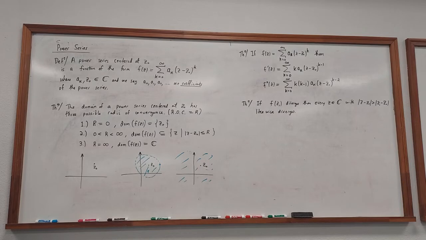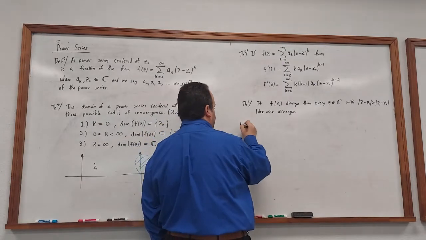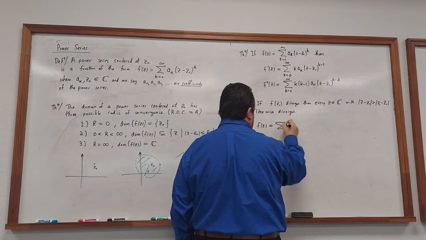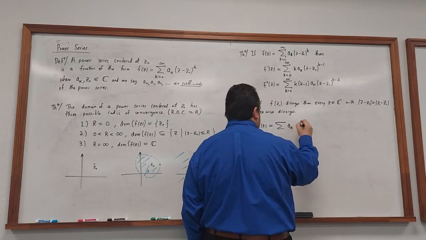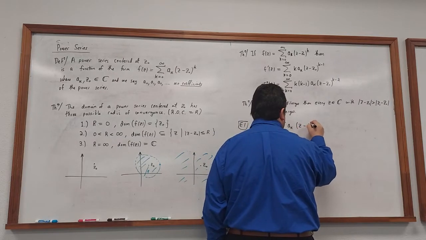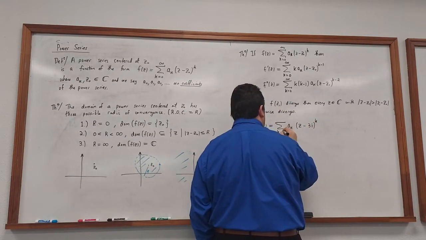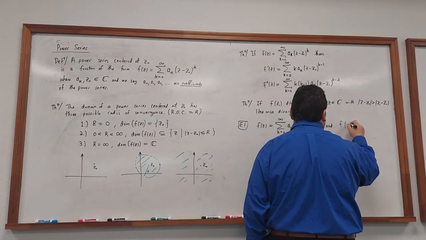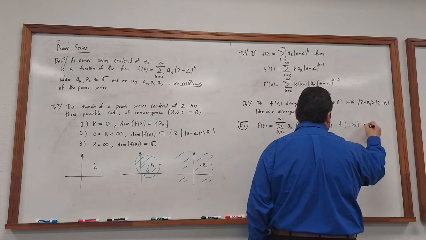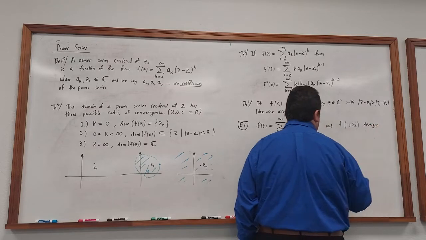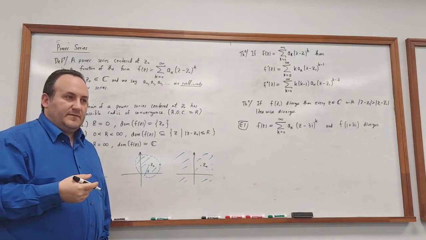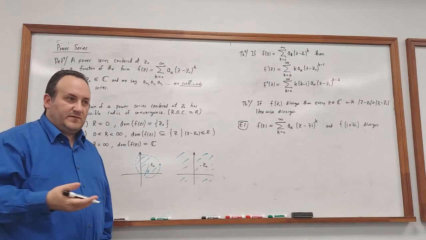So what that says is, for example, here's an example. Suppose we have f of z equal to the sum of a sub k times z minus 3i to the power k, k equals 0 to infinity, and f of 1 plus 2i diverges. What does that tell us about the possible domains for the function?